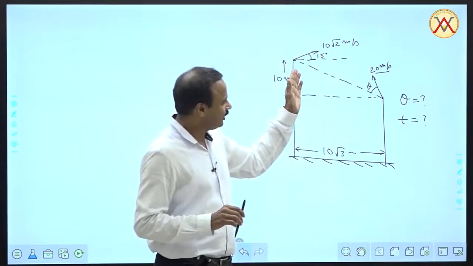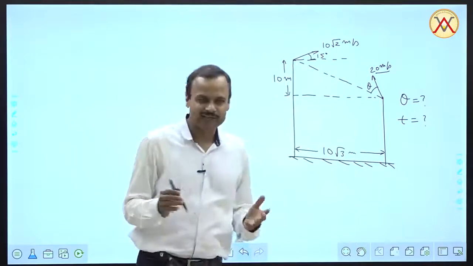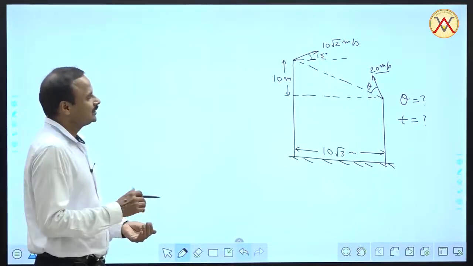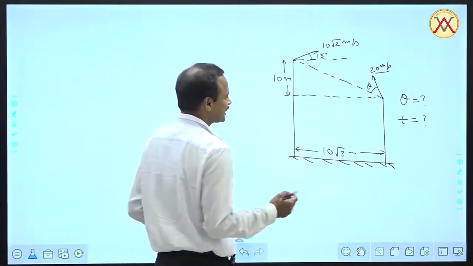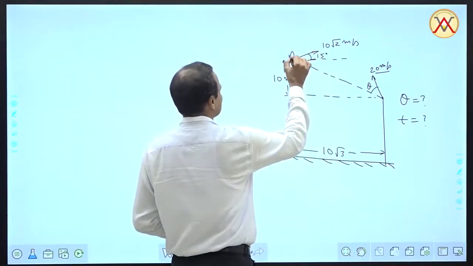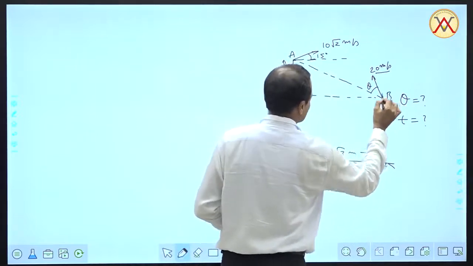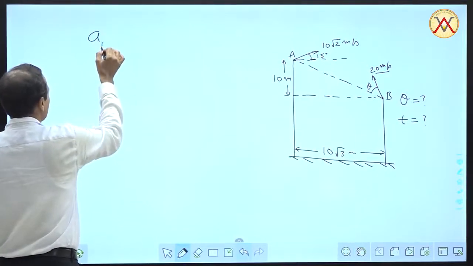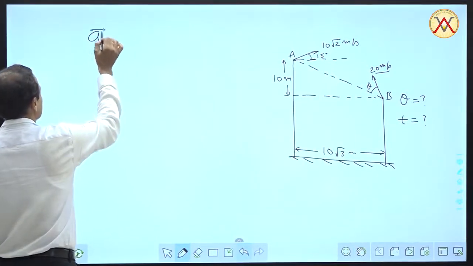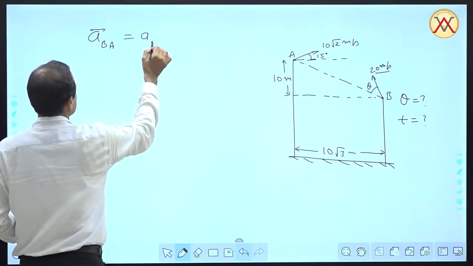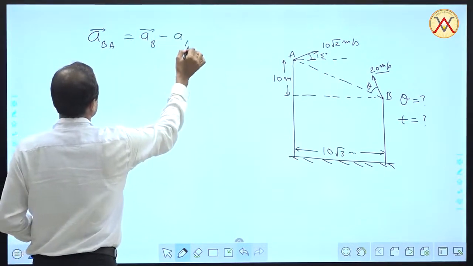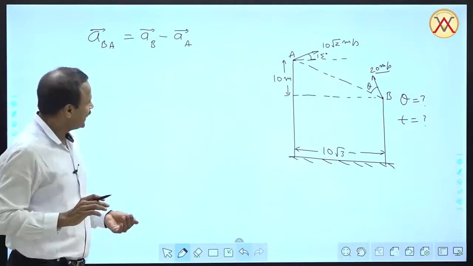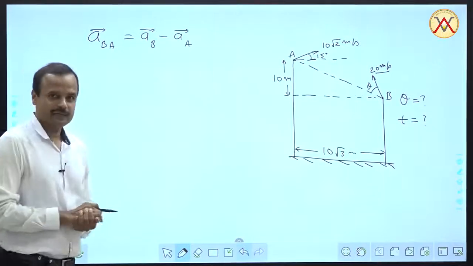And it is g vertically downwards not just for this one, for this also. For any projectile, the acceleration is g downwards. Now, if I am taking the motion of one projectile with respect to another, let me give them some name. Let's call this A and let's call this B. So I know that acceleration of B with respect to A is equal to acceleration of B minus acceleration of A.